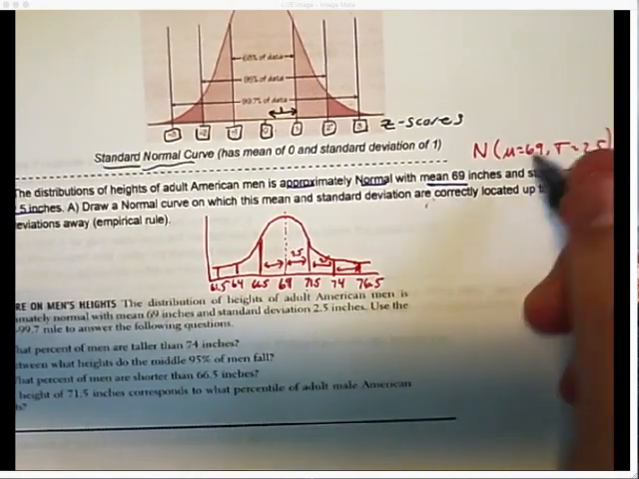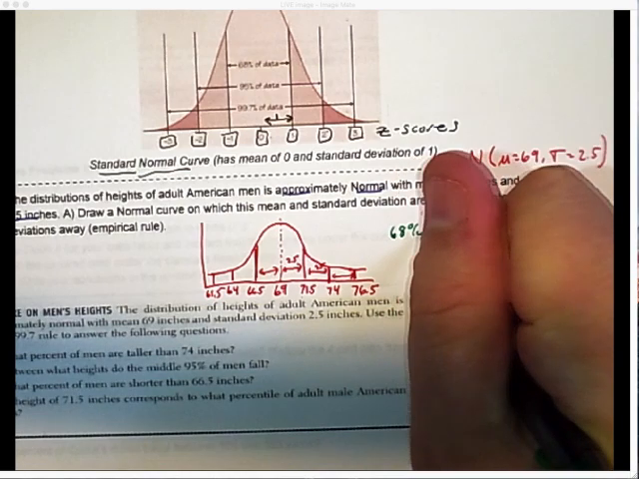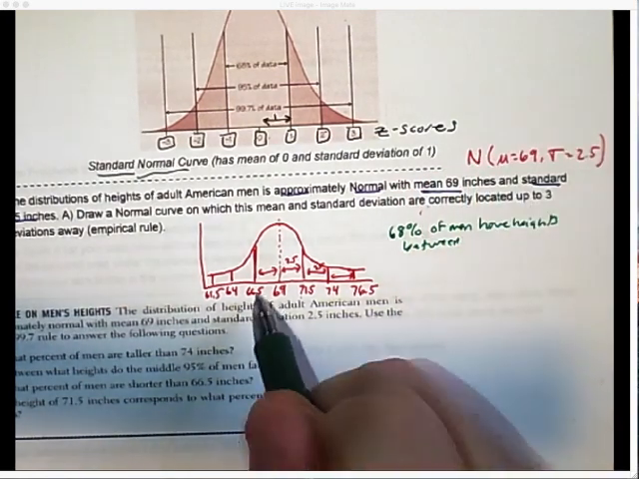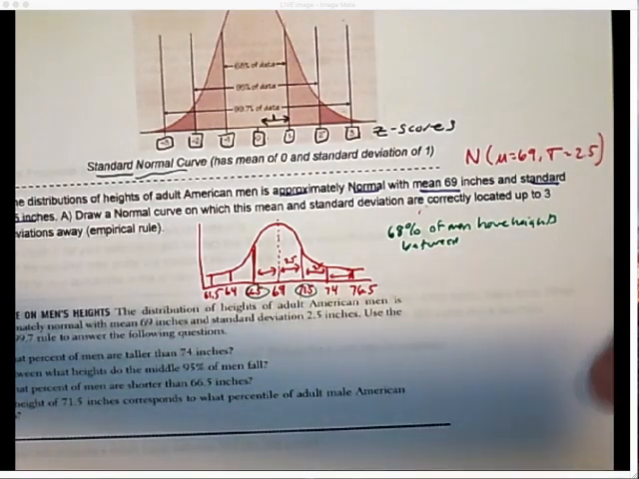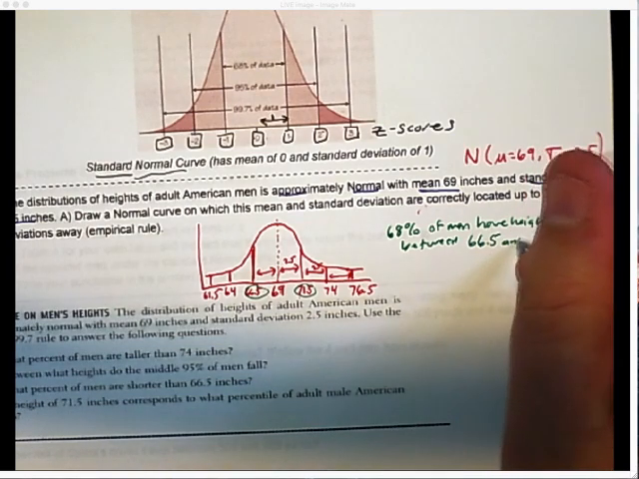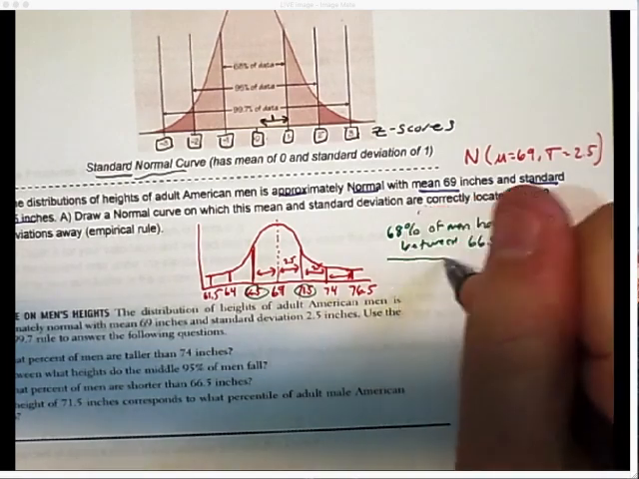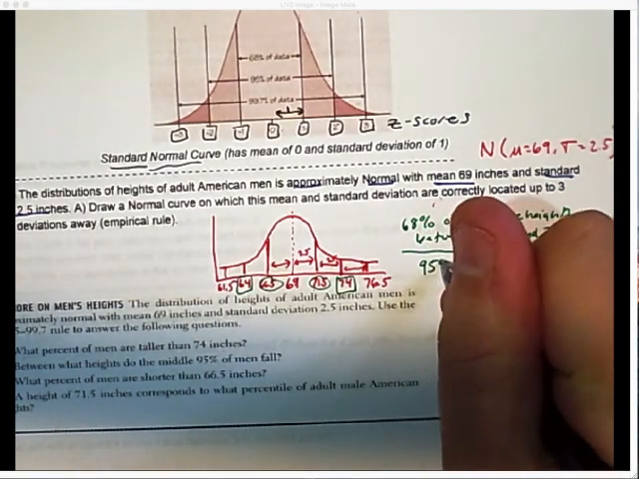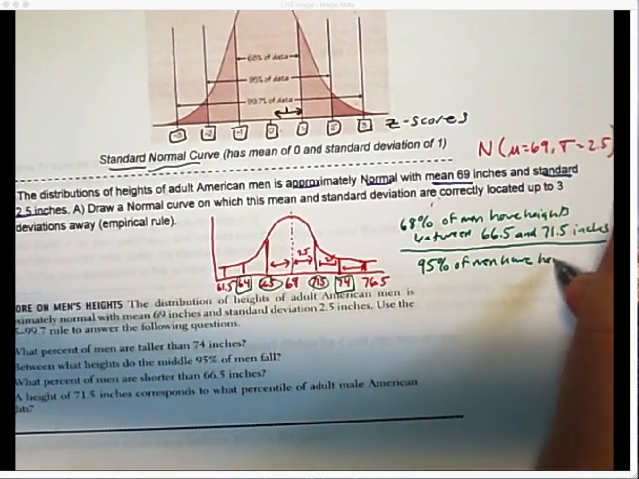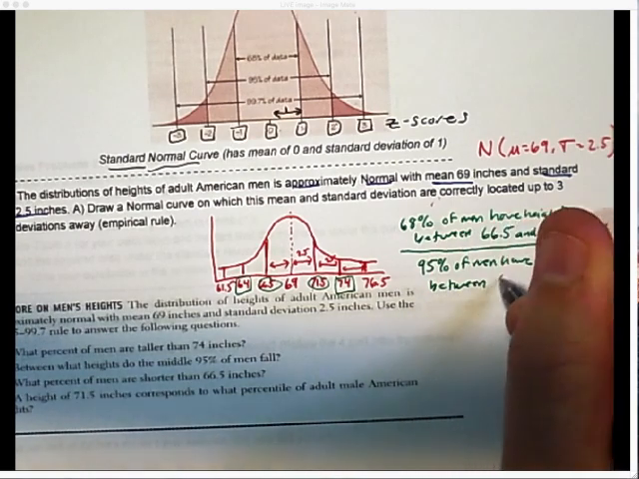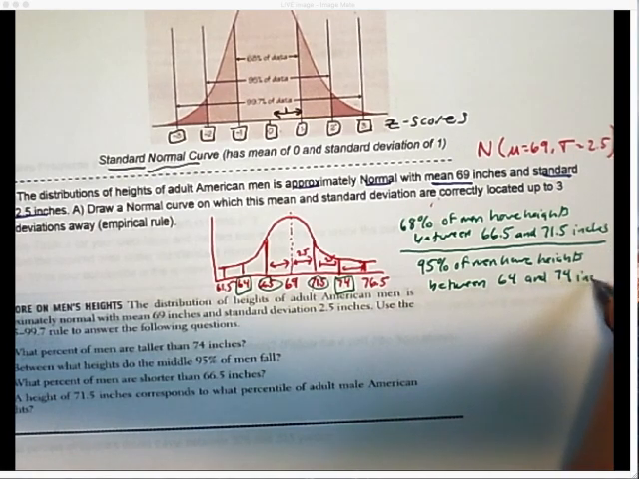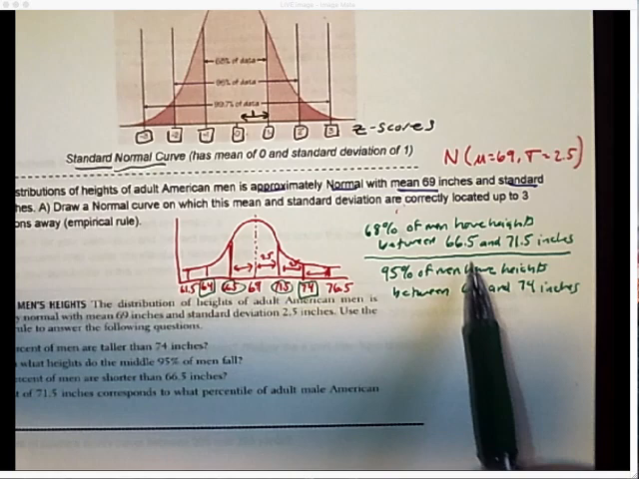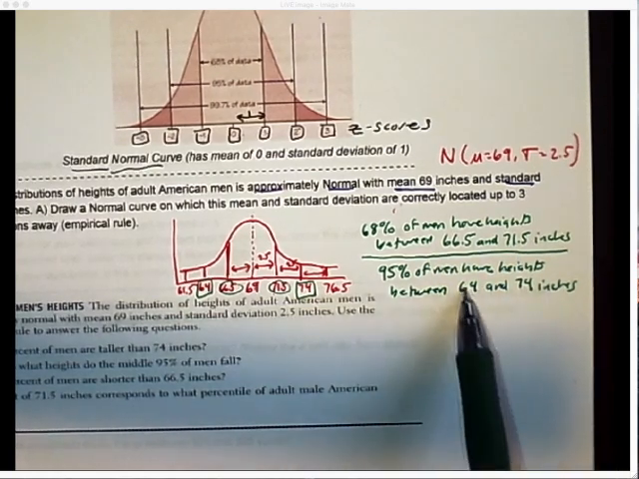So what does this mean? If this distribution is approximately normal, then 68% of men have heights between, what's 1 standard deviation? 66.5 and 71.5 inches. If we go out 2 standard deviations each way, then we can say that 95% of men have heights between 64 and 74 inches. If you want to know how tall this is, just a tad under 6 feet. This is 5'6.5", 5'11.5". This is 5'4" to 6'2".